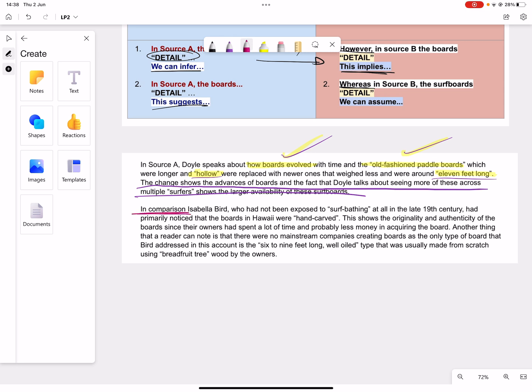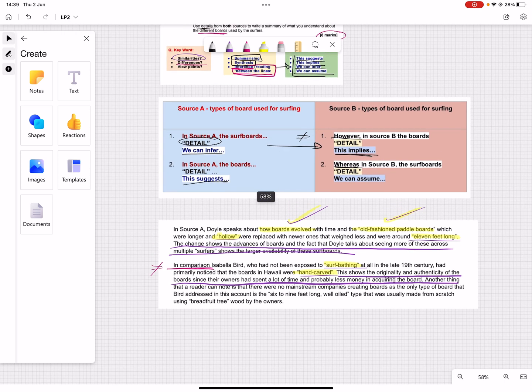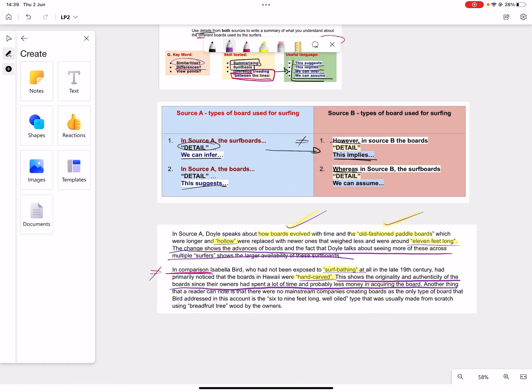Now I get my comparison, so that's pivoting to B. I get my evidence, surf bathing, hand carved. Again, just one word. And if you look on the mark scheme, it talks about judicious references. Well, that one word is quite judicious. Oh, look, here's my inference. This shows the originality and authenticity of the boards, etc. So I've got my point and I've got my inference. So this answer would already be demonstrating things that would lead it into that top level 4, 7 to 8 marks. I need to do a bit more because it's a summary.